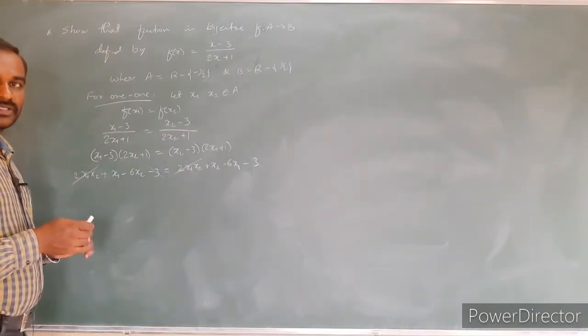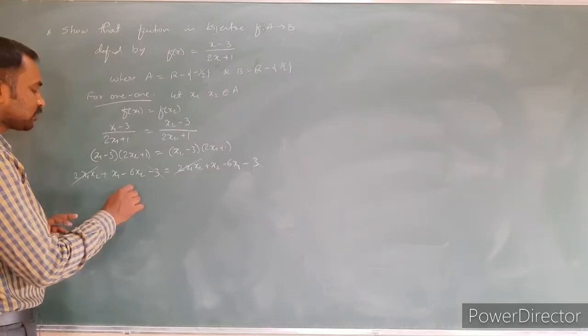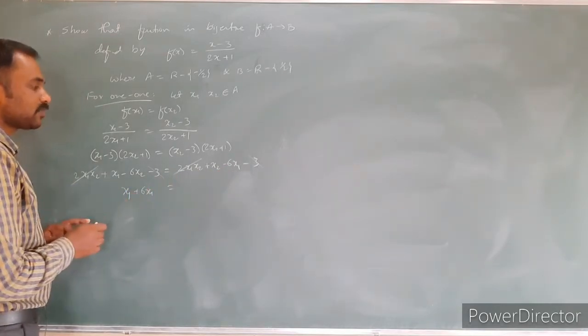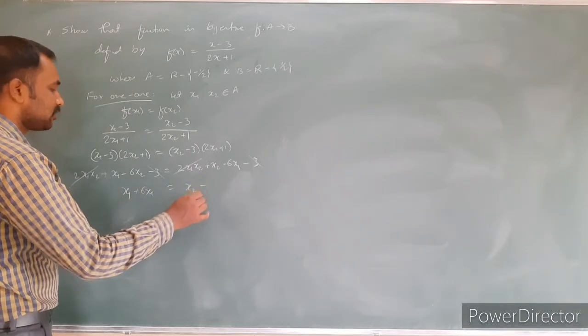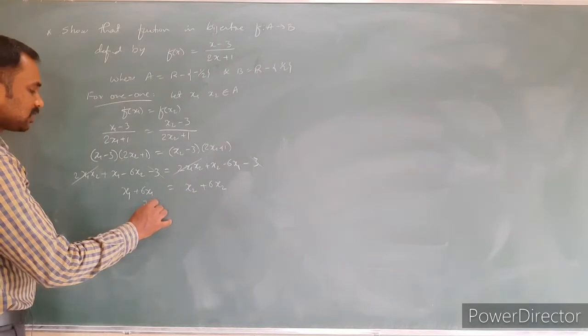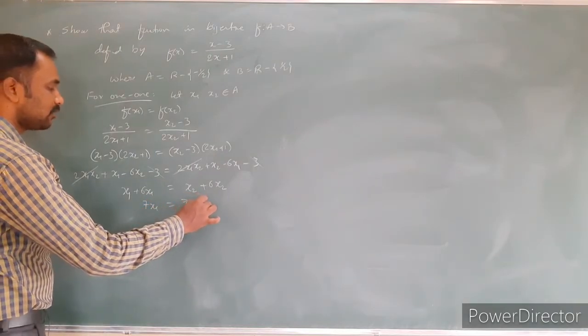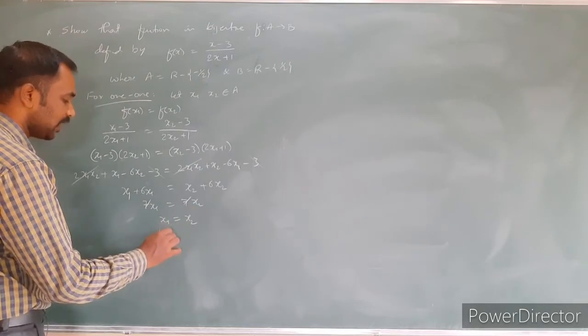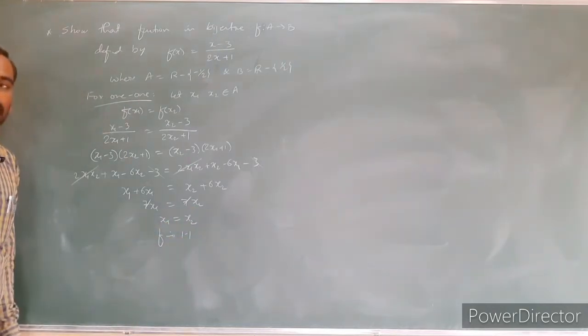Make the x1 terms on one side, x2 terms on one side. Here x1 as it is. Minus 6x1 taken to the left-hand side becomes plus 6x1, equal to x2 as it is, minus 6x2 becomes plus 6x2. From this, 7x1 is equal to 7x2. 7 and 7 get cancelled. x1 is equal to x2. Therefore, we got f is one-one.